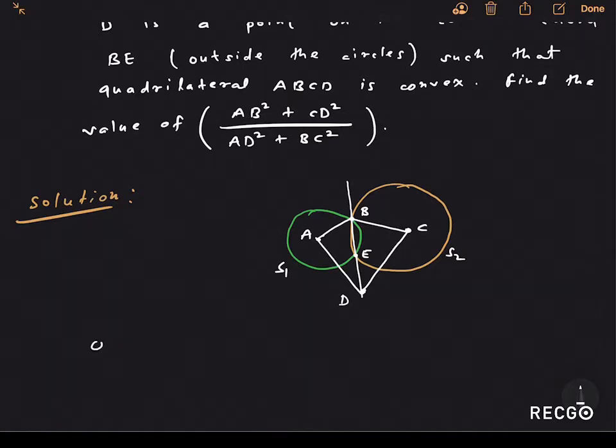Now observe one thing here: BE is the common chord, but you also know that the common chord becomes the radical axis of the two circles in your JEE Advanced or JEE syllabus.